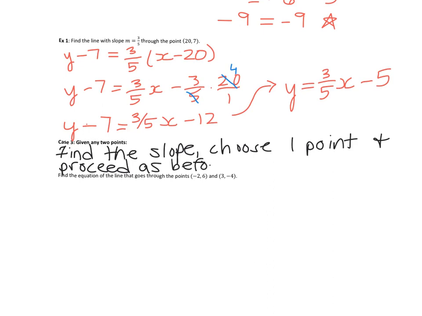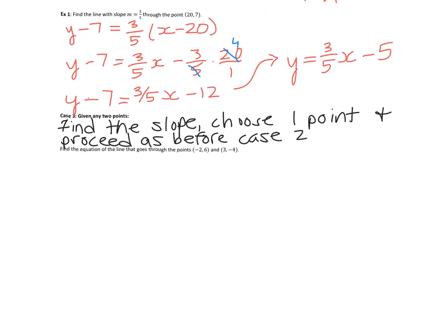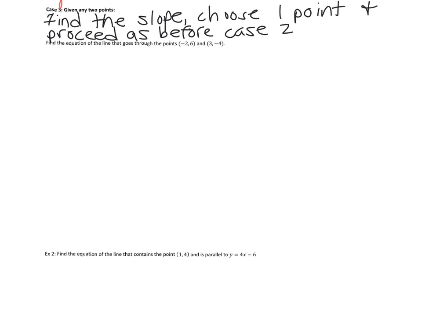And in particular, if it was an intercept, you would go to case 1. If it was not an intercept, you go to case 2. So let's see this in action. We're going to find the equation of the line that goes through the points (-2, 6) and (3, -4). Our first step, it looks like, is to find the slope.